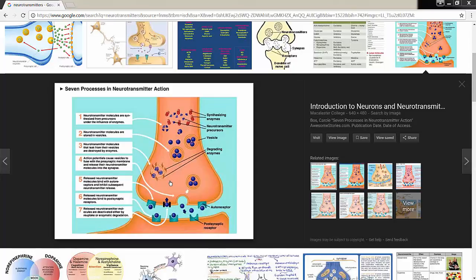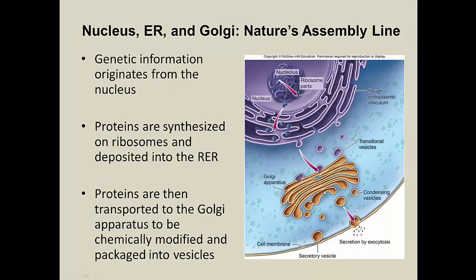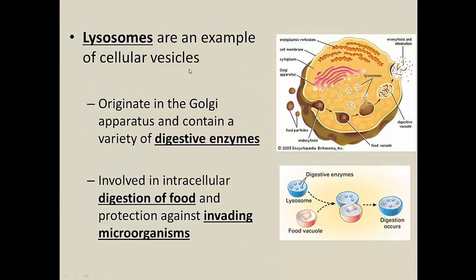So neurotransmission of brain cells and nerve cells in general is a really good example of where the Golgi apparatus packages up these products and then sends them across from one cell to another. That takes place really fast, very rapidly.